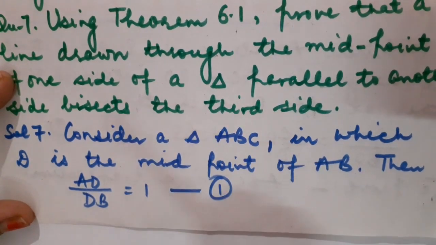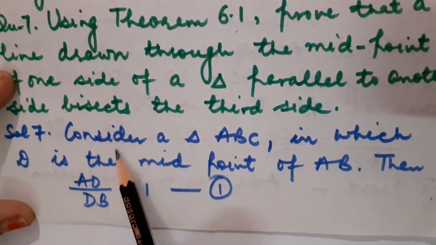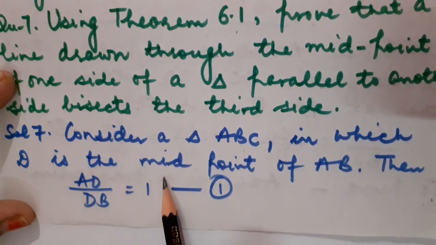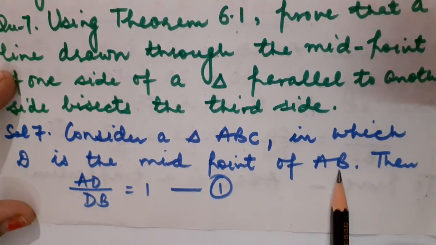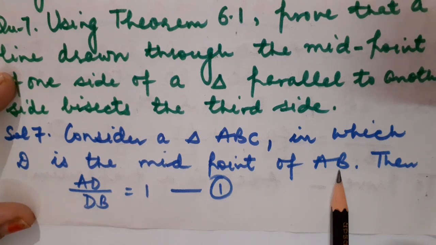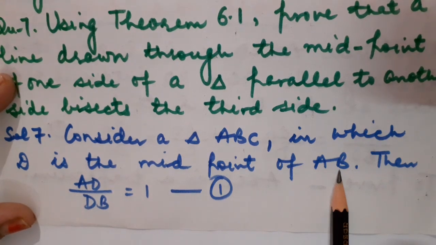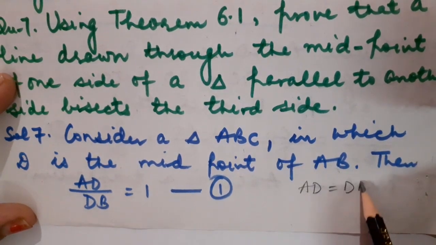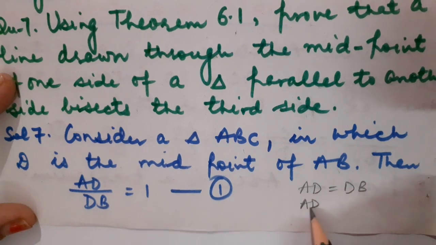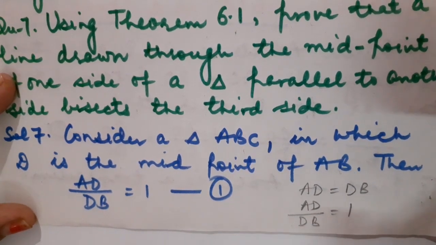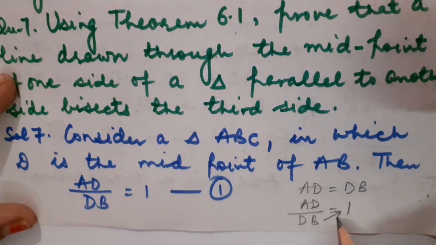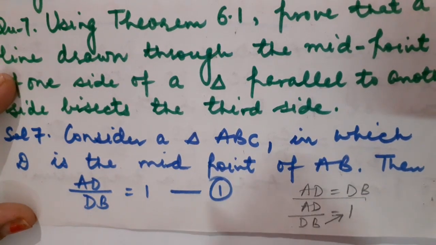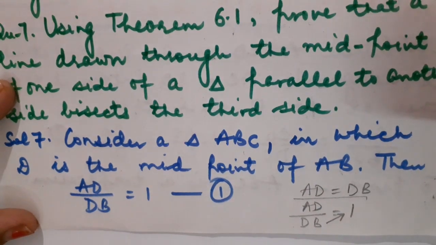Fine, children. For that, first of all, we consider a triangle ABC in which D is the midpoint of AB. Children, if D is the midpoint of AB, then AD must be equal to DB. So can I write it like this? AD upon DB is equal to 1. Because if I cross multiply, I will get the same result, that is AD is equal to DB. Let us consider it as equation number 1.